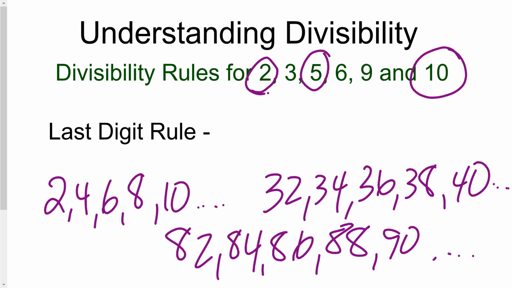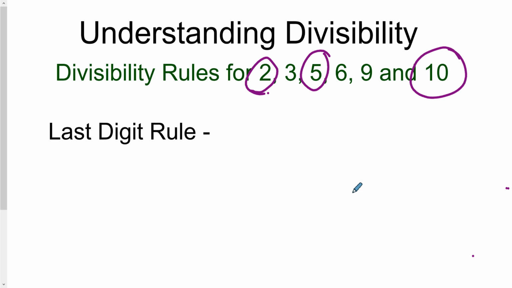What do we notice happens every time? Oh, it always ends in 2, 4, 6, 8, or 0. In other words, we now know these are all even numbers. Okay, so that's our rule for 2. Just look at that last digit as long as it's even.